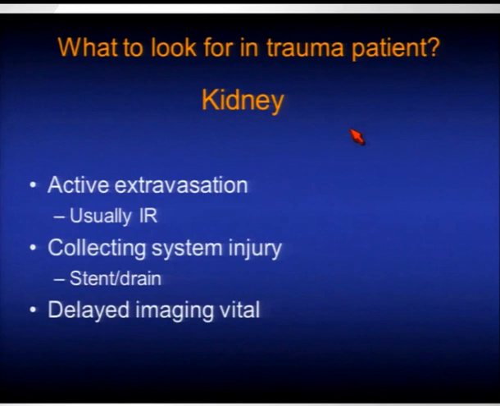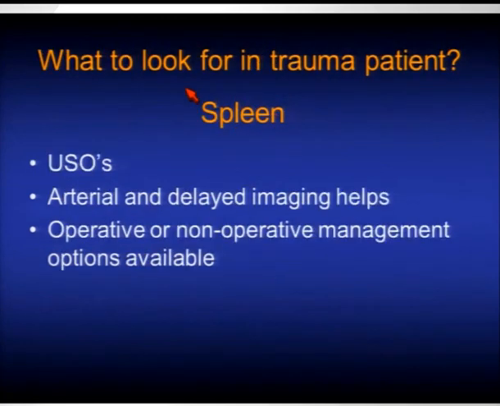So therefore, if we're going to sum up what we're looking for in the trauma patient, in terms of the kidney, we're looking for that which will result in mortality, active extravasation. You're looking for free contrast extruding from the vessels, usually treated with endovascular coiling. We're looking for collecting system injury, which is treated with stenting and drainage, and delayed imaging to identify that is vital. What are we looking for in the trauma patient with the spleen? We're looking for these unidentified splenic objects, these hyperattenuating foci. Arterial and delayed imaging helps to differentiate between these, and operative and non-operative management options are available.